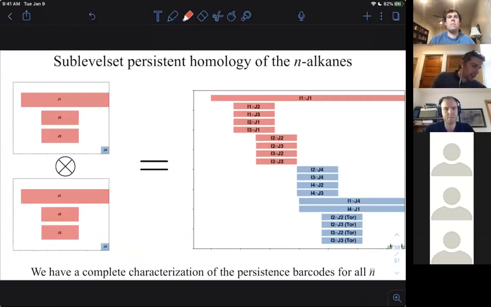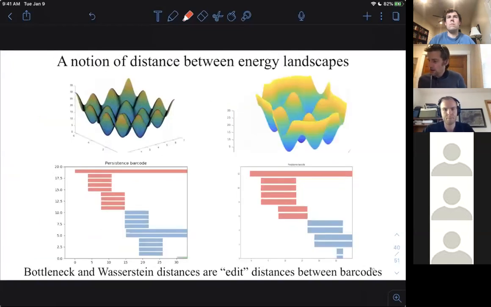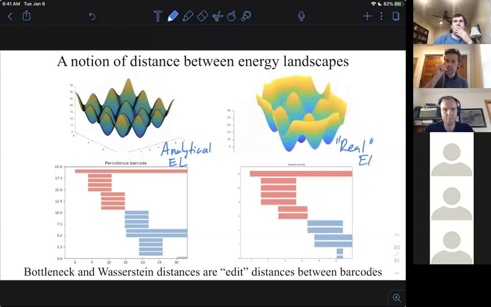Let me go to the non-analytical case, which is a good point James has been raising. So this is the analytical energy landscape. This is maybe the real energy landscape. I think I drew the wrong picture before. I drew the real energy landscape, even though I was using analytical before, just because it's a prettier picture.